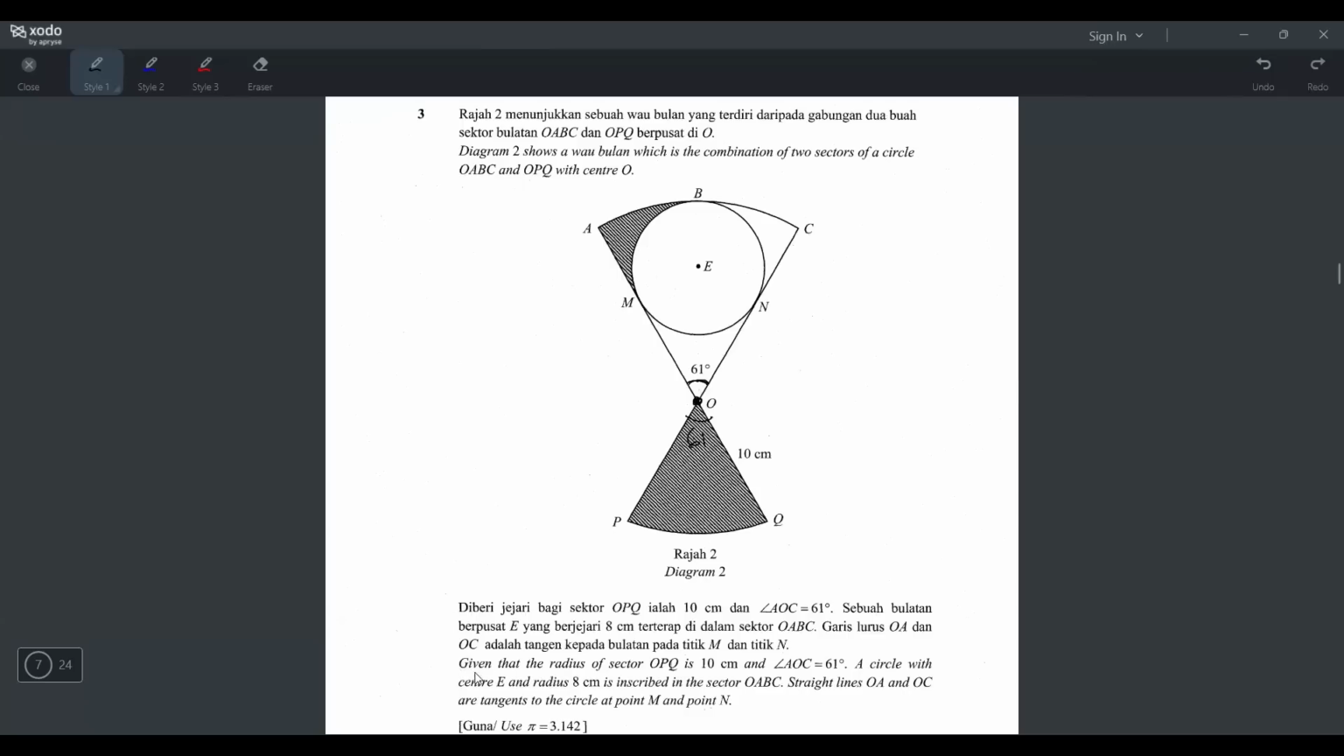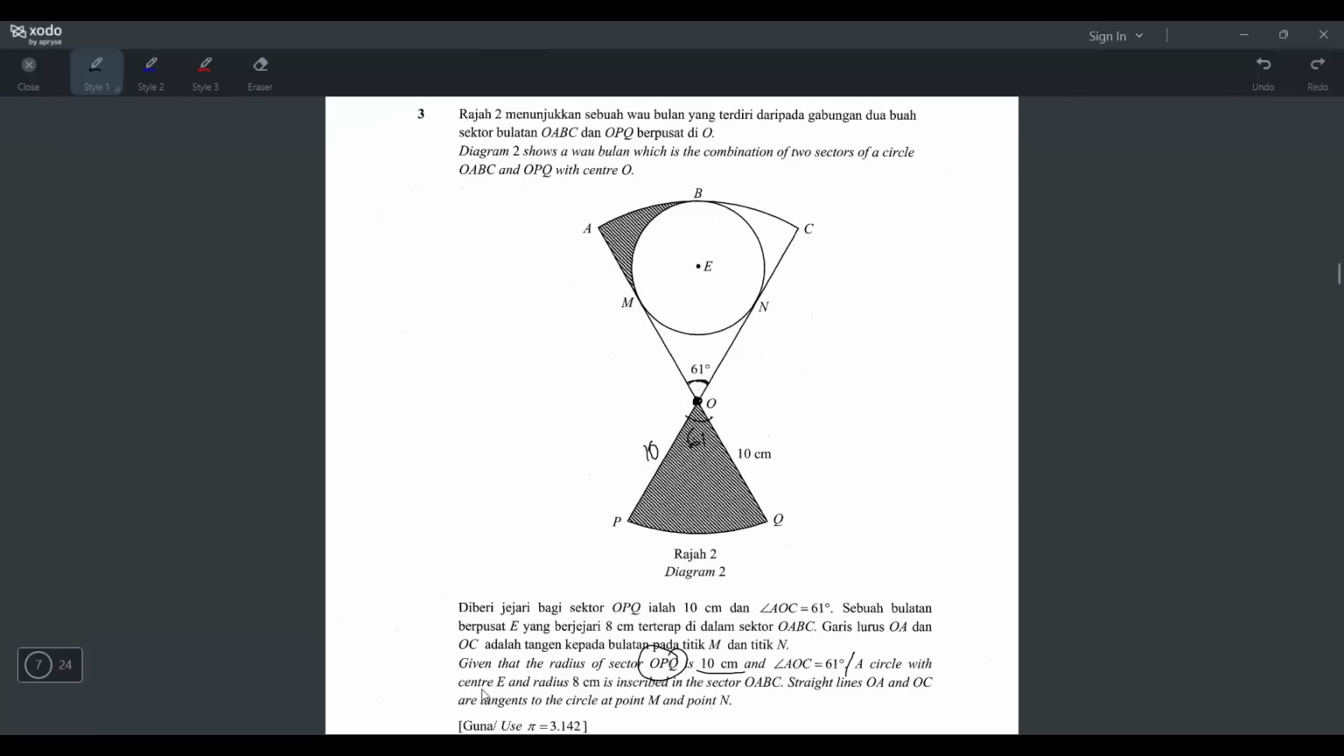Now let's see what it says down here. Given that the radius of sector OPQ is 10, OPQ sector is this one down here, and the radius is 10. And OP is also a radius, so OP is also 10. And then AOC is 61. Okay, AOC 61. This one I already know.